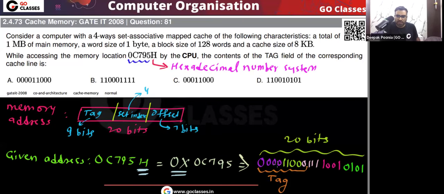So the answer will be this tag. You can see there are 40, then 11, then there are 30. So for this question, the answer will be option A. Very simple question. I hope you understood.